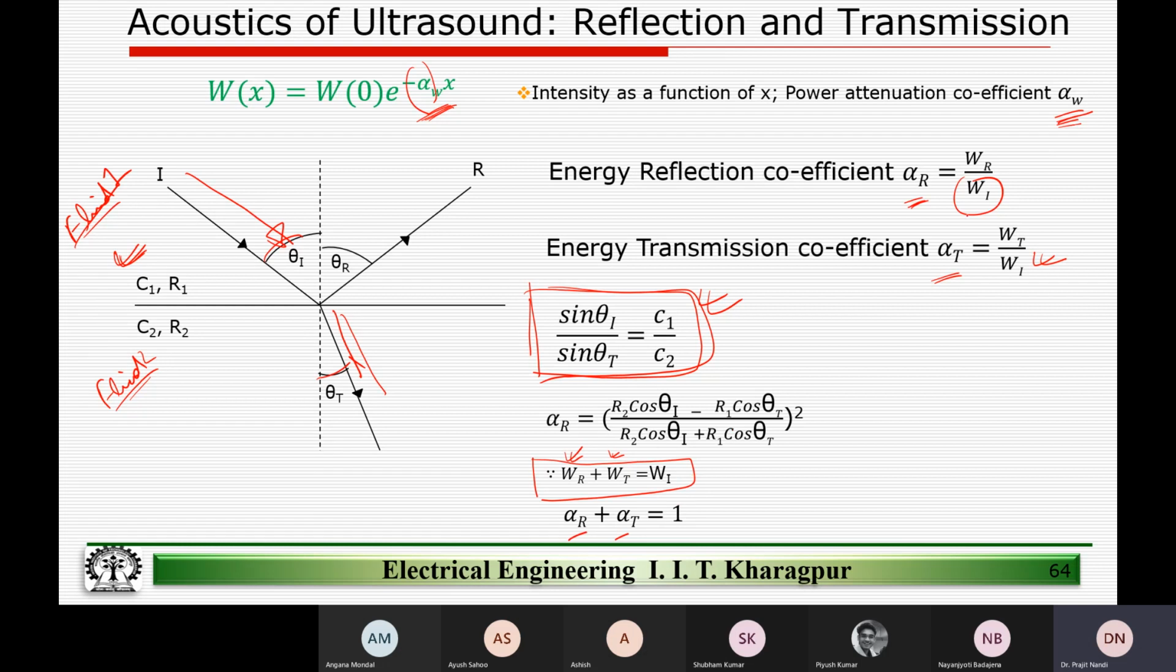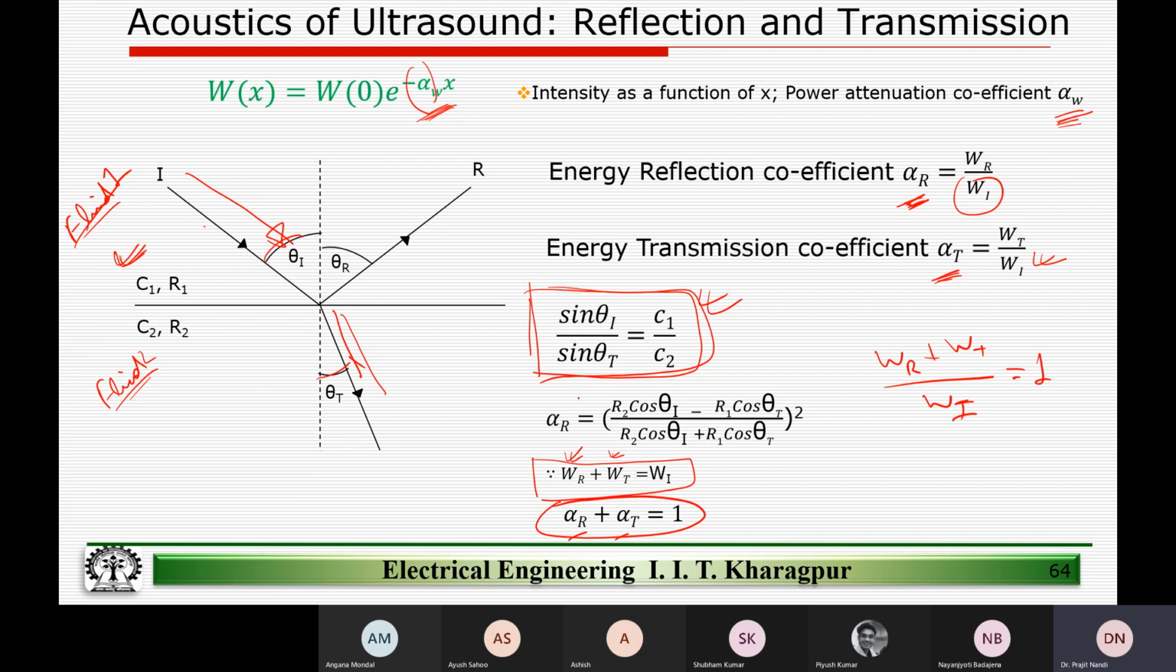Alpha R plus alpha T is WR plus WT divided by WI. And we know WR plus WT is equal to WI. So this is equal to 1. That's the reason why alpha R plus alpha T must be 1. So if somebody tells you the reflection coefficient of the wave going from one medium to another, if alpha R is given, we should be able to calculate alpha T. Not a big deal.